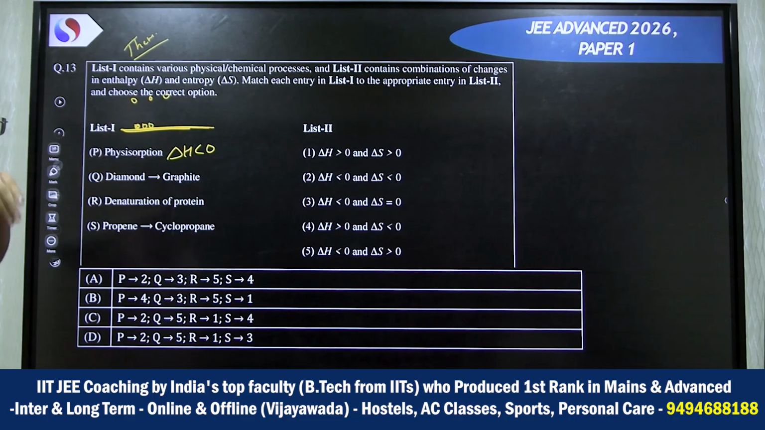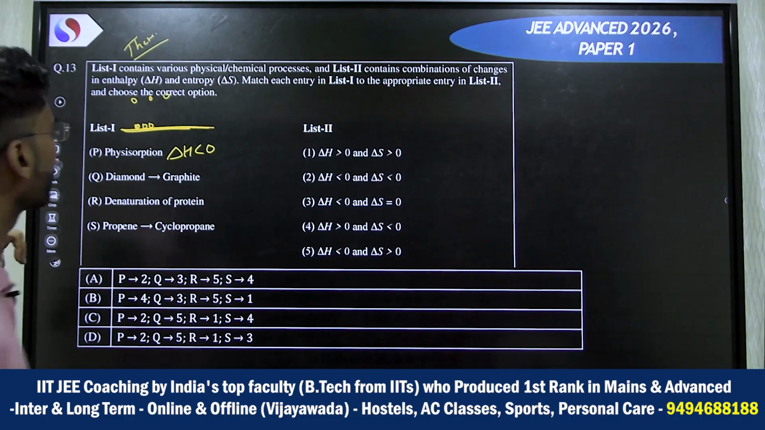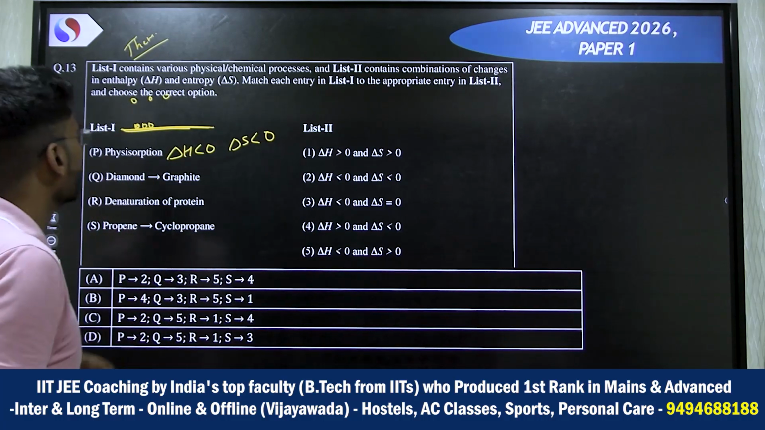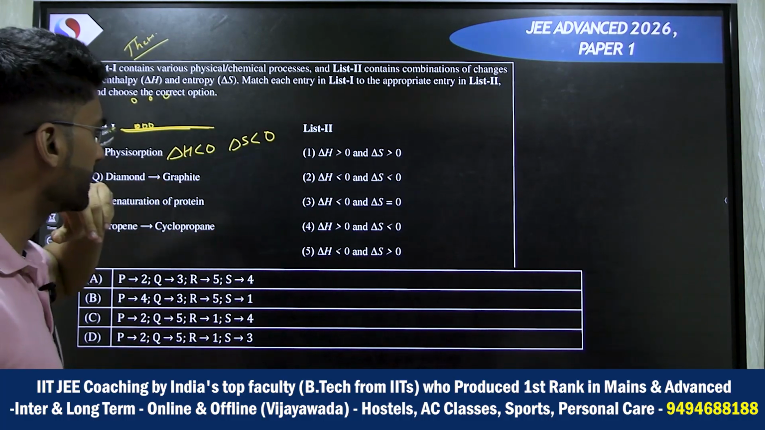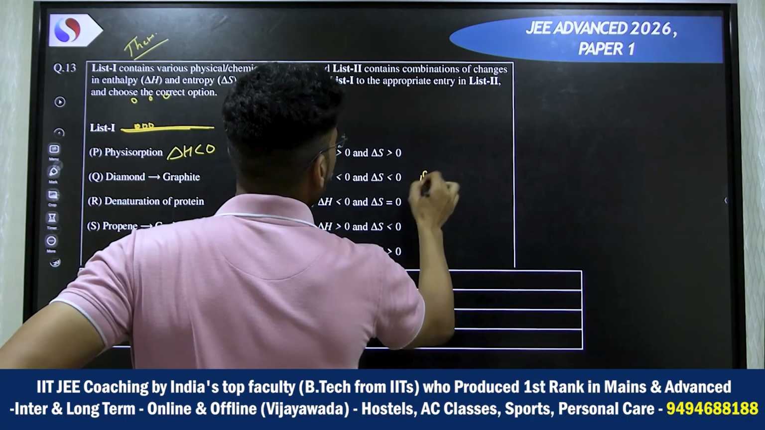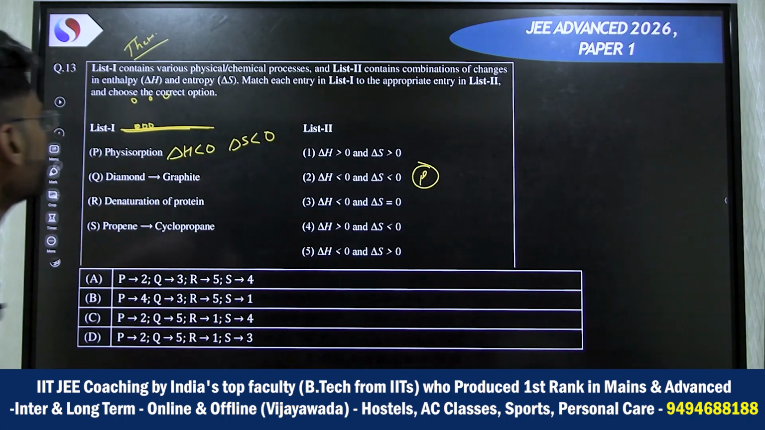Molecules getting adsorbed, that is physisorption, means entropy. So what will be the entropy? Entropy will also be less than 0. So entropy less than 0, and delta H will be less than 0. So which option is correct? So this is P.